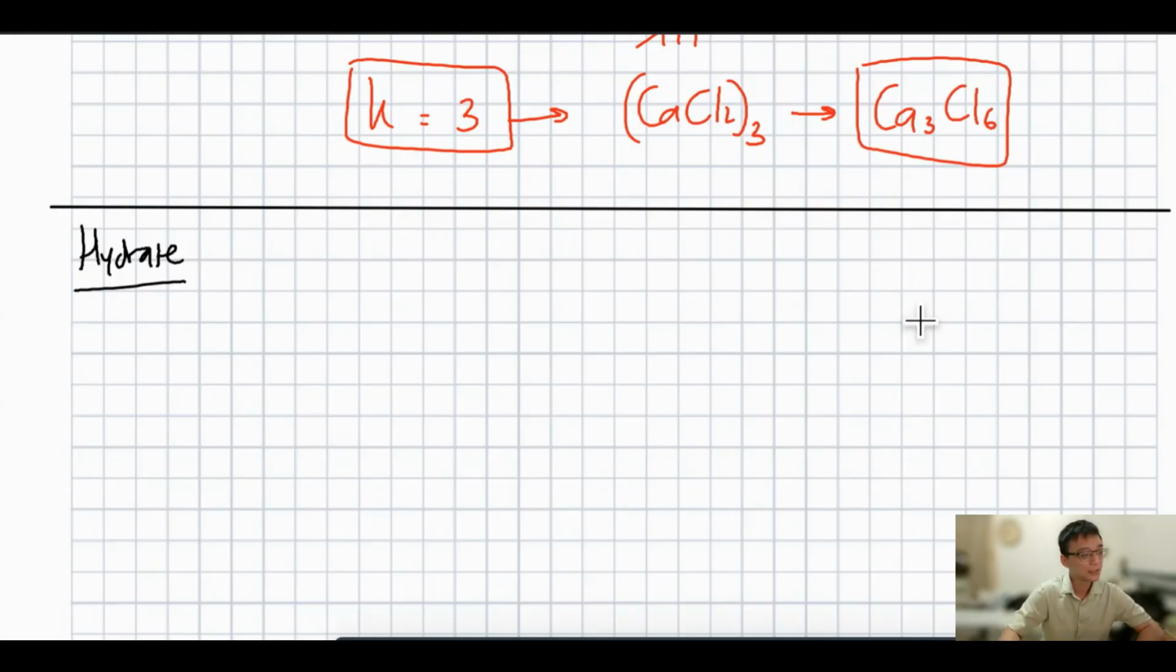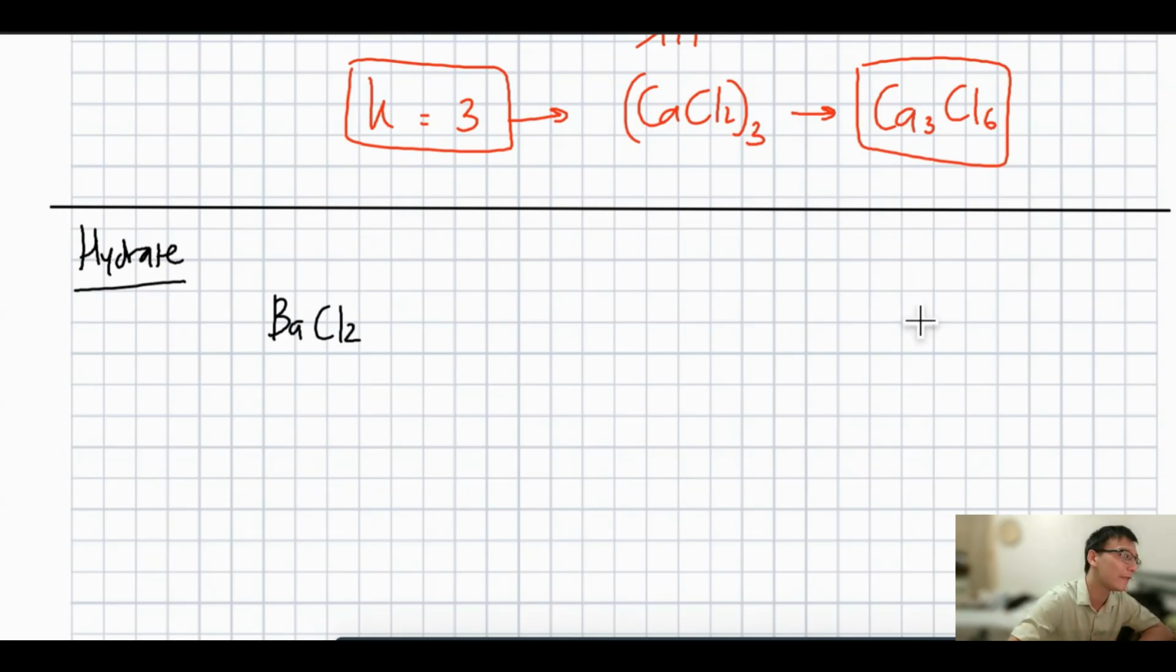A hydrate is a compound that binds with water. For example, like salt, because we know that salt takes up some moisture from the environment, like silica gels that we use to protect our shoes and bags. So typically salts can bind with water molecules. But of course, we don't know how many water molecules exactly.